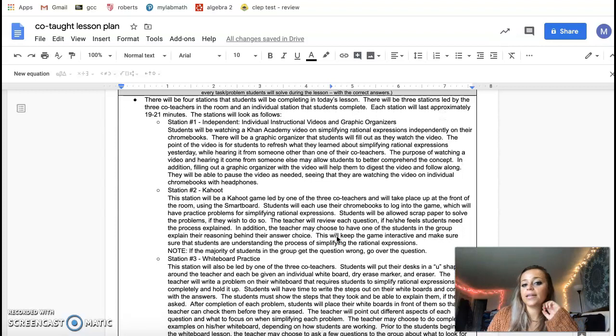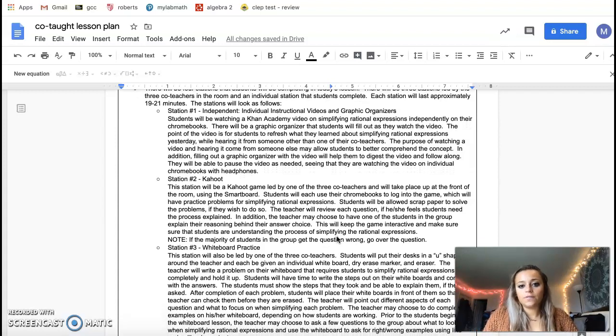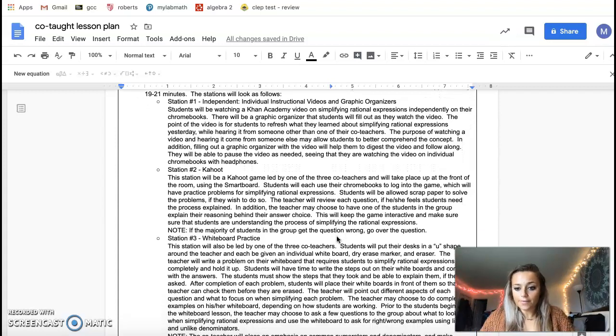So station 1 is independent. There's no teacher at this station. Students will be told what's expected of them, and each student has a Chromebook, which is important to know. They will be watching individual instructional videos and filling out a graphic organizer. The graphic organizer will be online in the Google Classroom, which is where the video will be also. And then there's going to be a pencil and paper one as well to fill out.